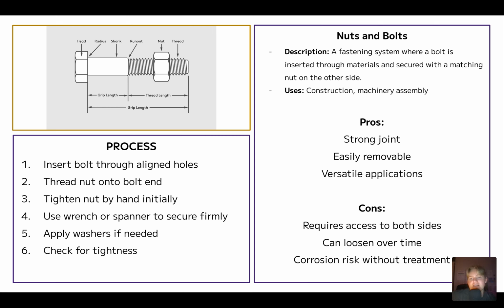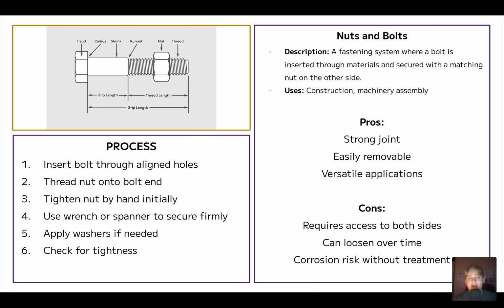Pros of it is that it is a strong joint that is easily removable and is versatile in many applications, but also that you don't have to create those threads within the hole because you're only relying on the bolt on the other side, which has the threads in it. So it's cheaper in that sense. The cons of it, though, is that it requires access to both sides.